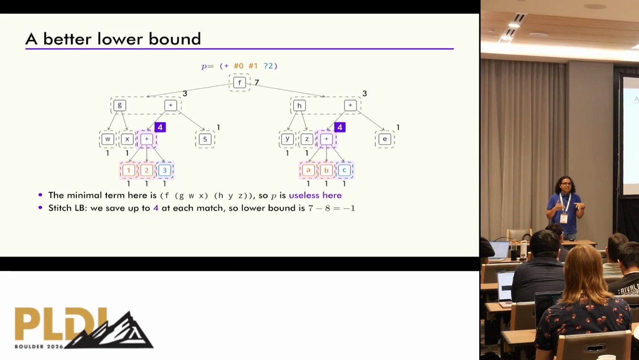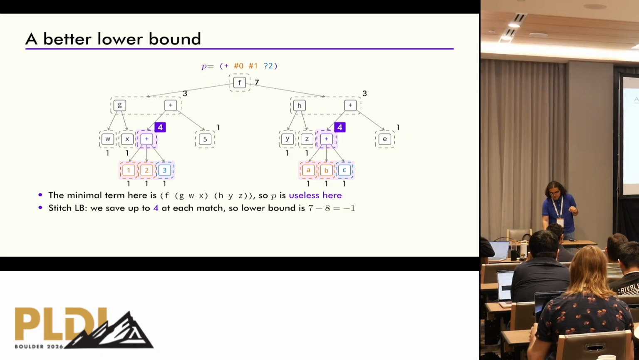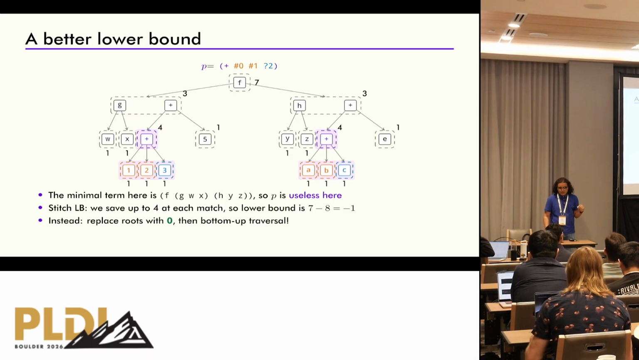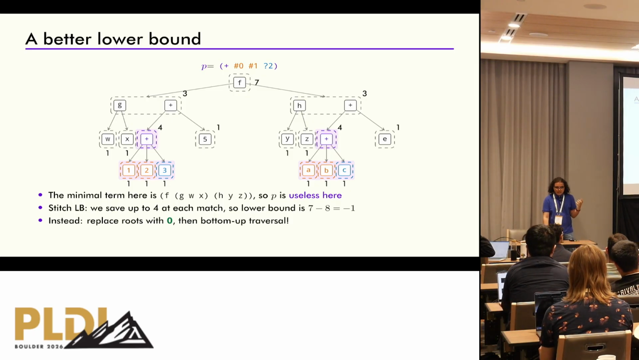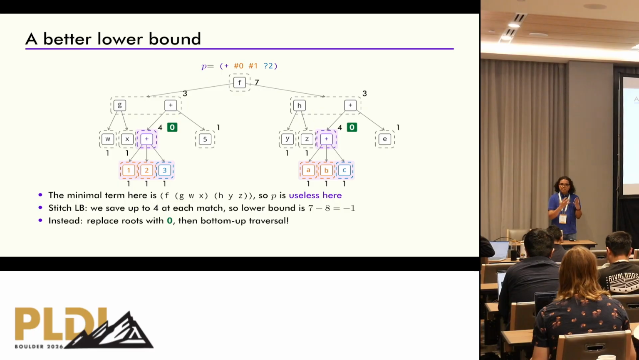Now, -1 is not a particularly tight bound on the overall cost of this particular rewritten corpus, right? So what we would really like to do is something that's a little bit tighter of a bound. Now, one thing we can do is just say, well, what if we just did the same thing, but we actually took into account the fact that we're in an eGraph? So we replace the roots with 0. It's basically the same thing.